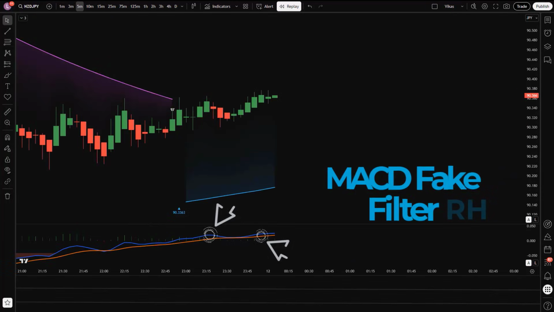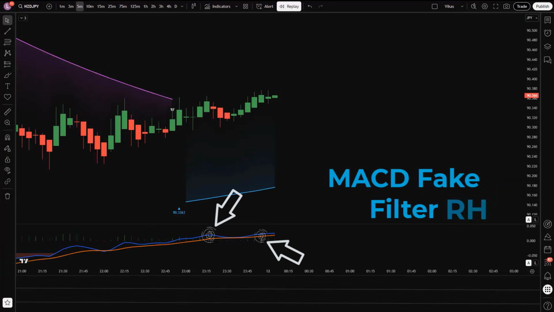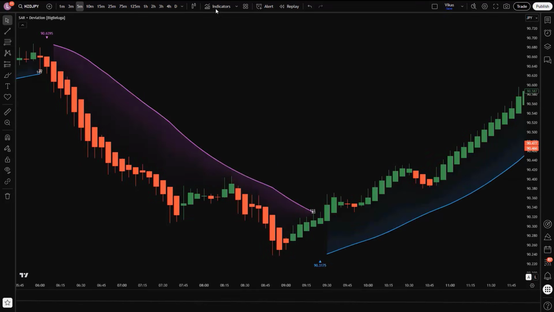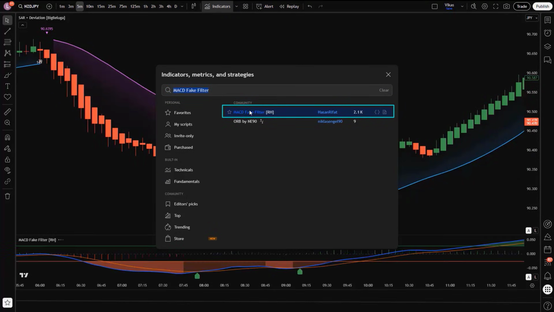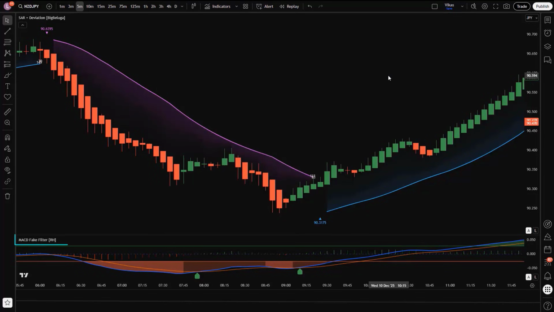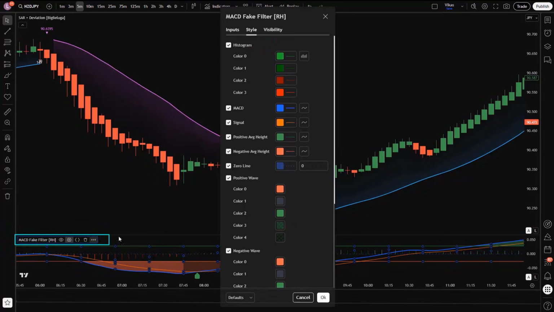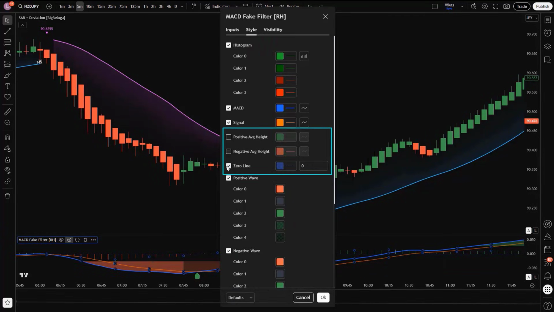The blue and orange indicator we see in the chart is called the MACD Fake Filter RH trend indicator. Let us now understand the trading setup. We will search MACD Fake Filter RH in the search box of TradingView. After that we have to click on the MACD Fake Filter RH option, in which we have to change some settings. We need to hide these options.